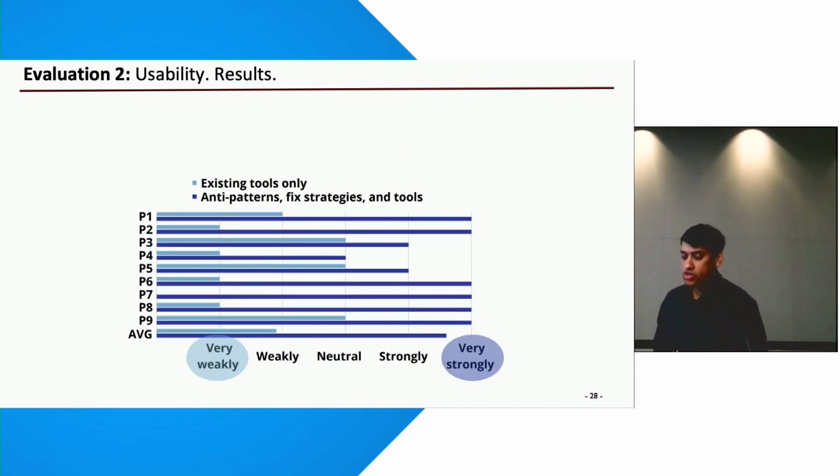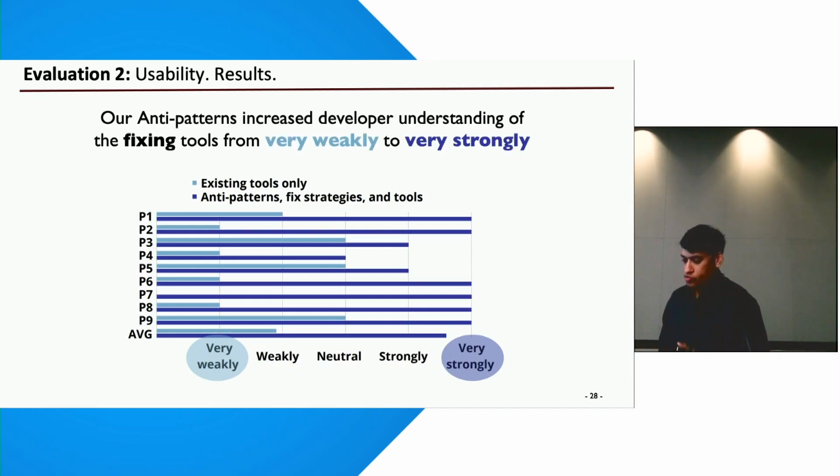So for fixing, we asked them how strongly they understood what makes the resulting regex not vulnerable, using the same scale. Subjects reported very weakly understanding when they use existing tools. On the other hand, when they use our anti-patterns and fixed strategies to complement the existing tools, their median understanding improved to very strongly. So in summary, our anti-patterns and fixed strategies complement existing tools with much higher understanding when fixing.